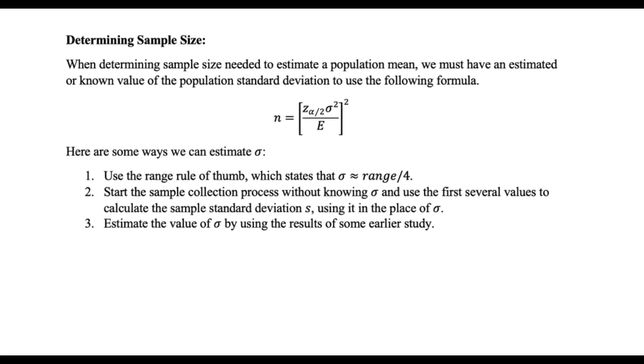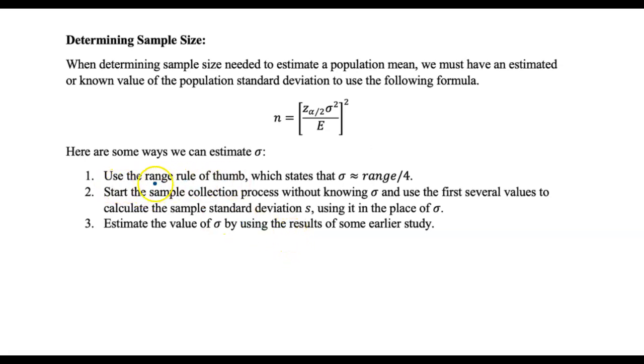Now we're going to learn about determining sample size for a population mean. In order to do this, whether our population standard deviation is known or unknown, we're still going to use some estimate, because now we only have one formula, which involves the population standard deviation. Or in other words, we could say that the population standard deviation squared is also called the variance. But either way, we need this estimate. And so here are a few ways that we can find that estimate for the population standard deviation.